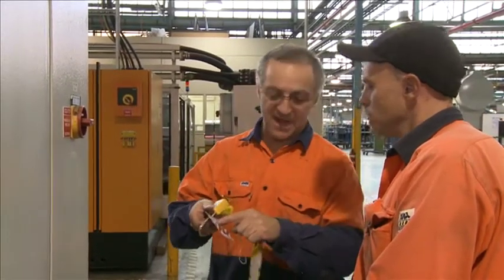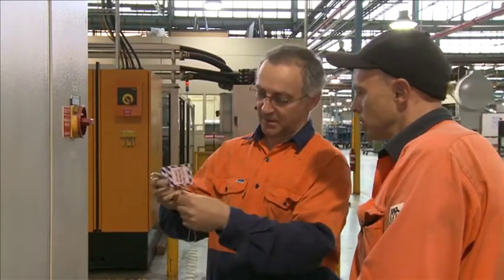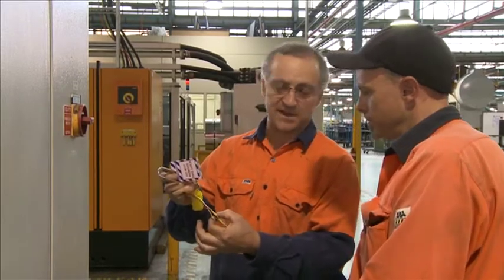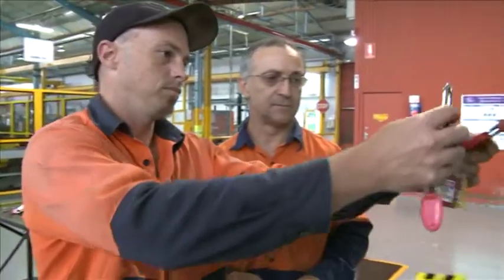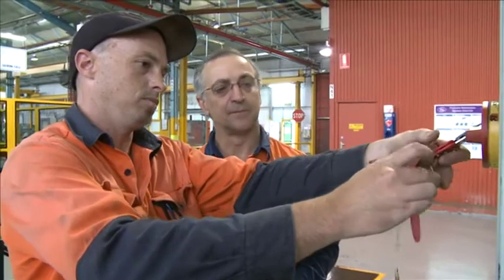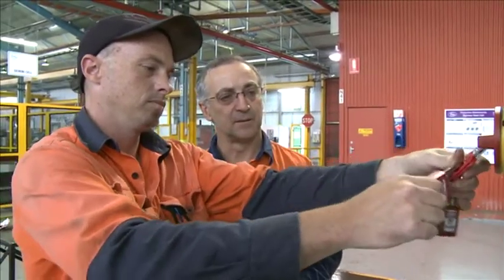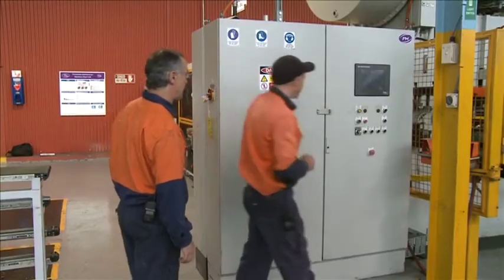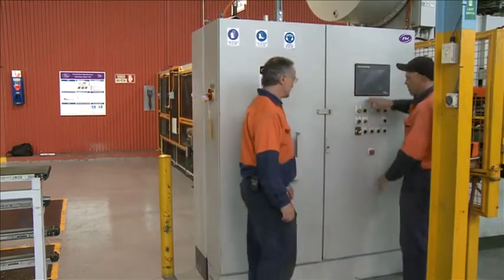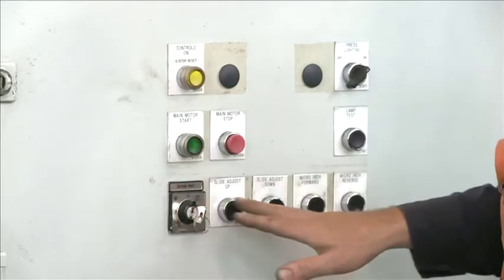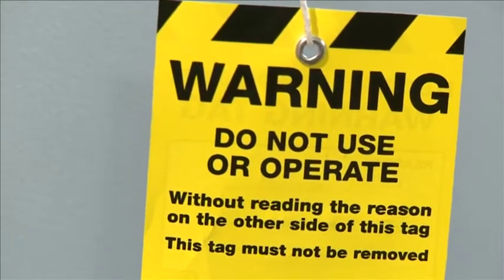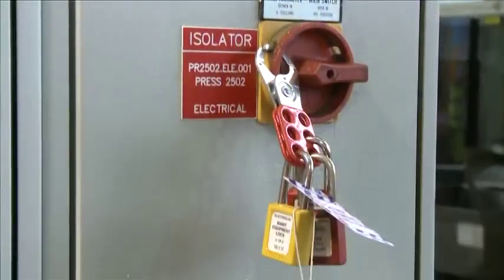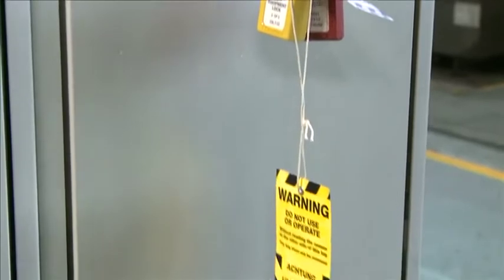Lock or otherwise secure all isolating points using your own padlock and danger tag. Everyone working on the process must use their own lock, which only they can remove. Verify that the isolation is effective. Danger tags warn people around you that the process or machine cannot be used.